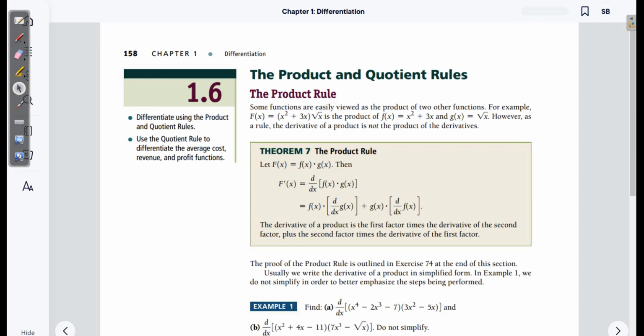Okay, today we're talking about Chapter 1, Section 6, the product and quotient rule.